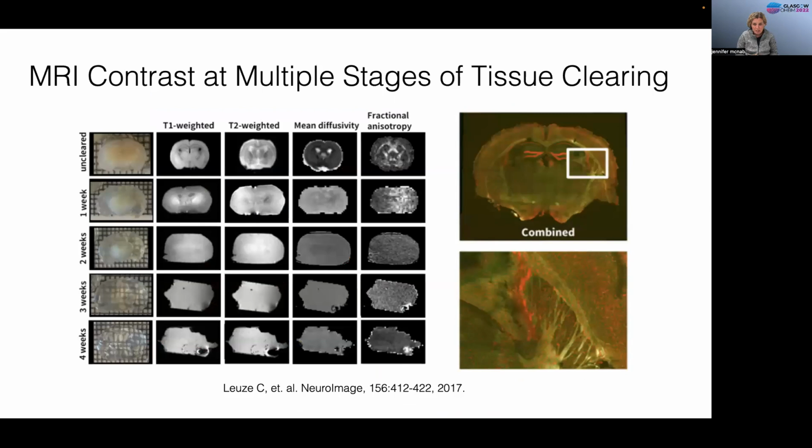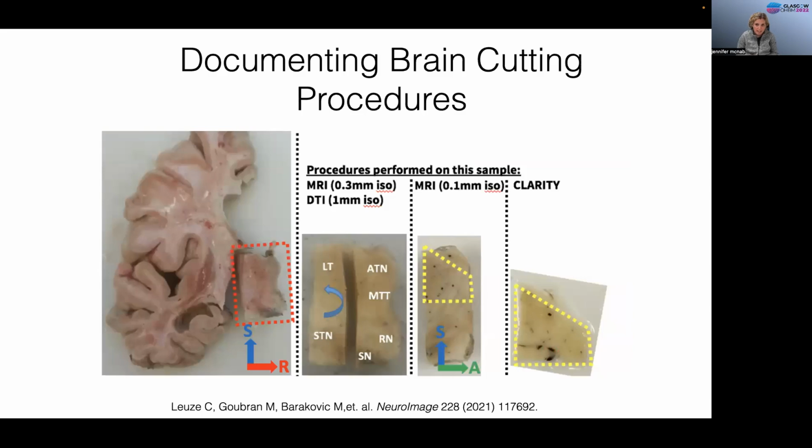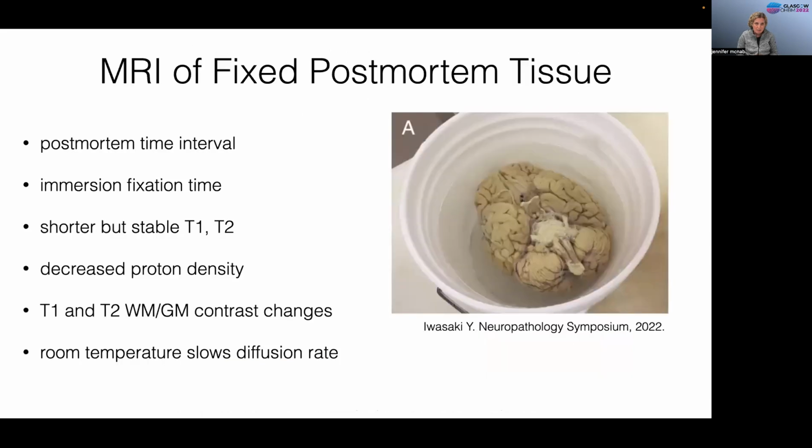When comparing MRI with tissue clearing data, the MRI must be performed first because the elimination of the lipids and perhaps other aspects of the tissue processing pipeline do eliminate most types of MRI contrast. When cutting the tissue, we found it essential to perform MRI acquisitions and photography at each stage of the cutting, such that the frame of reference relative to the whole brain is not lost.